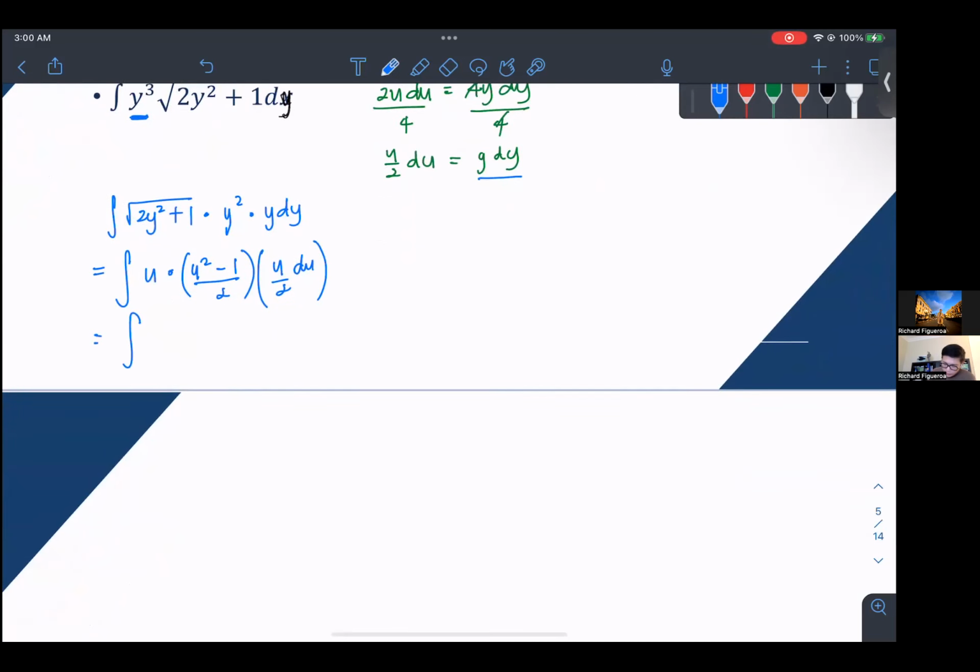Let's multiply that. So u and u, I'll have u squared, multiplied with u squared minus 1. So first, u and u, that is u squared, and u squared minus 1 is at the bottom. So 2 times 2, that is 4 du.